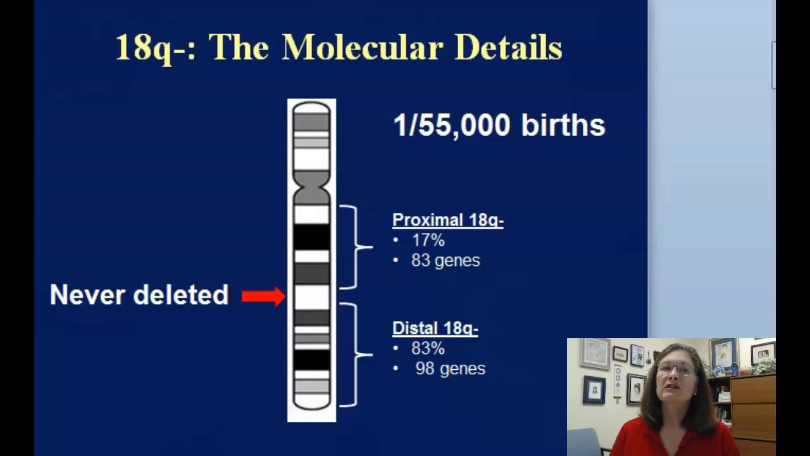The proximal deletions are more rare. It's only 17% of our cohort, where the distal are 83%. And the proximal region has 83 genes, and the distal region has 98 genes.